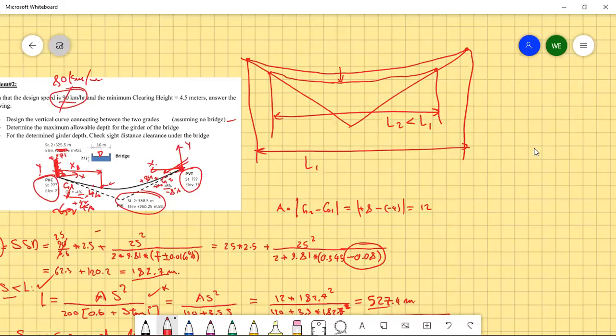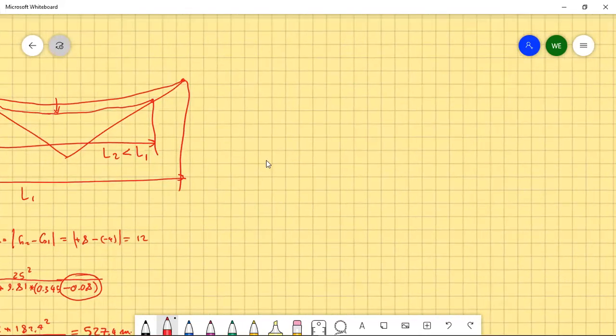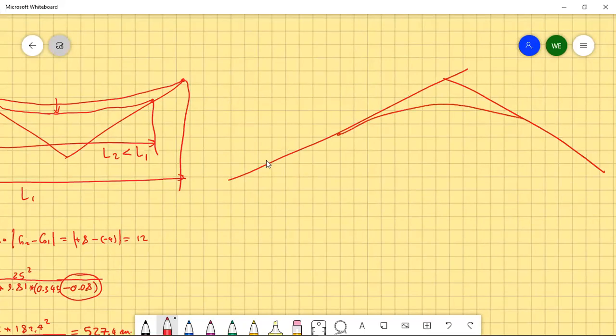In case of, this is for sag curves. In case of a crest curve, if we have a curve like this, and that's BVC, and we want to increase the clearance here. If we want to increase the clearance, we increase the length, and this way we bring this down, so this way we are increasing the clearance. Clear?